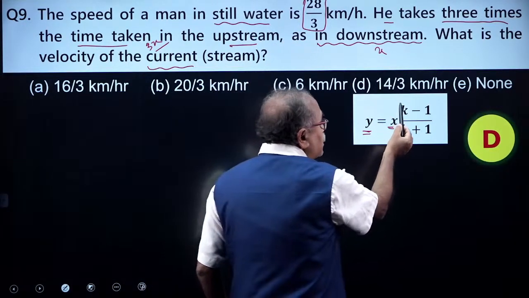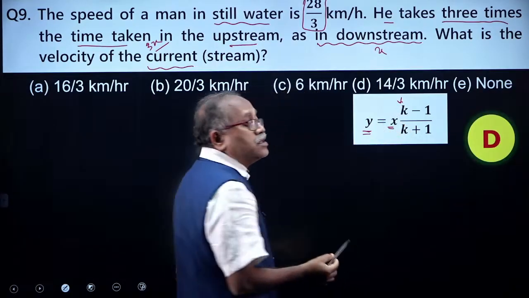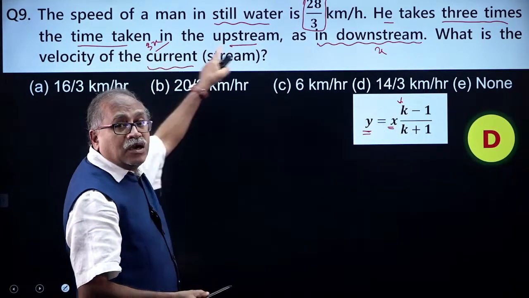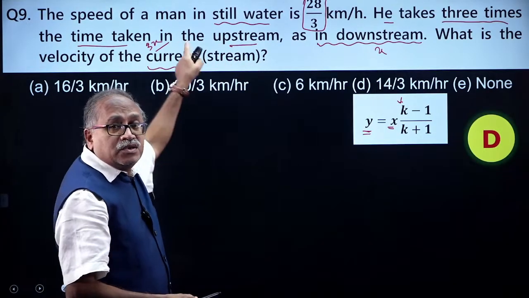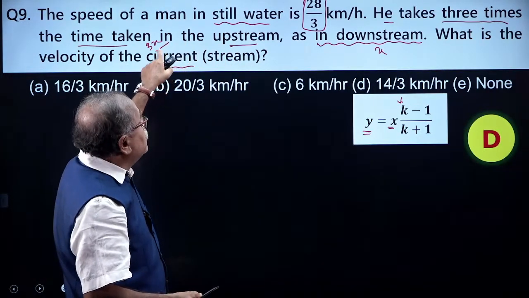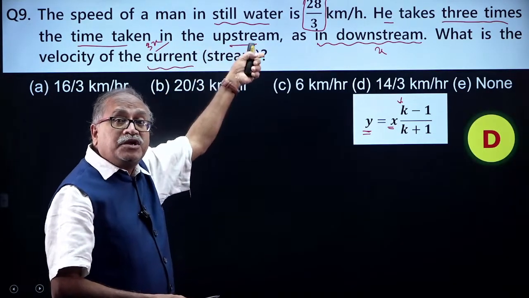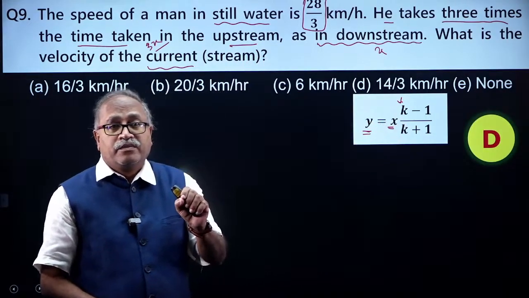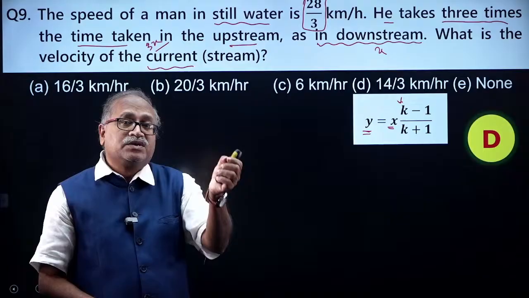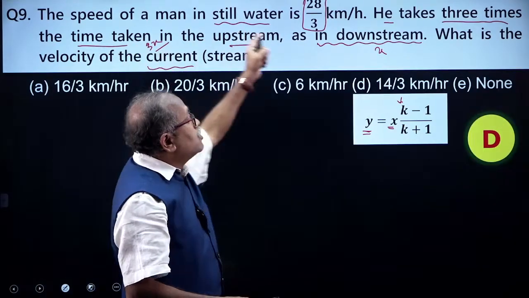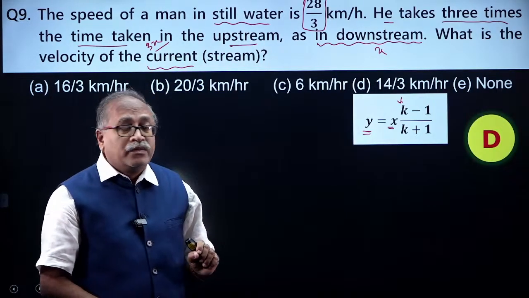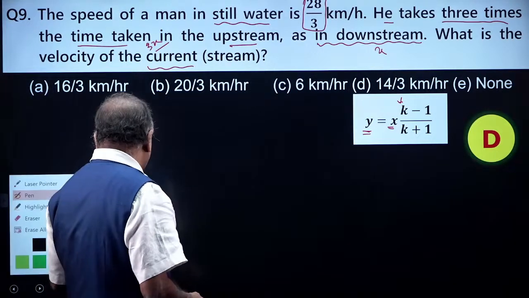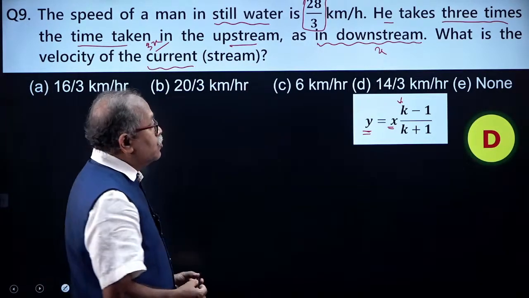What is k? K is the number of times, that is 3 times upstream and downstream. So the time taken for upstream is 3 times of the downstream. So here k is 3. So whenever the question gives the time ratio of upstream and downstream, you can use this formula. Look at this one, and I request you to please note down over here.